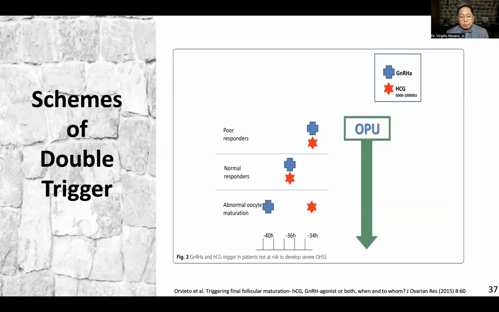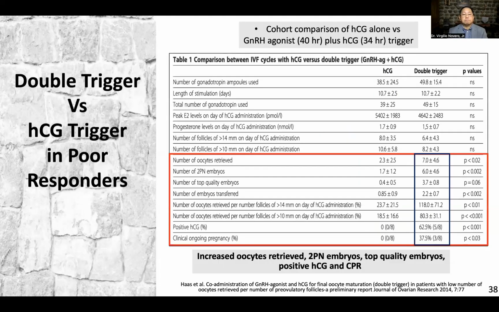So this will result in a significant increase in oocytes retrieved and also high-quality embryos generated compared to your HCG. And these are the schemes that were suggested by Orvieto. He suggests that for poor responders, you give both GnRH agonist and your HCG at 34 hours. For normal responders, you give them at 36 hours. And for those suspected of having abnormal oocyte maturation, you give your GnRH agonist at 40 hours and your HCG at 34 hours before OPU. Now, let us cite a few studies.